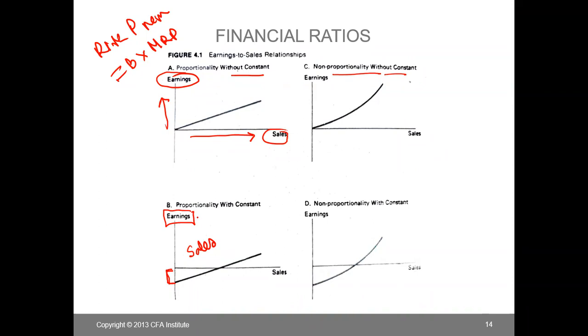And another thing, non-proportionality with constant earnings. Here we are also seeing a negative constant. But the difference between these two is that we have assumed no constant here, and we have assumed a constant here. How are these two and these two different? Here we are getting a proportional relationship, but we are not getting a proportional relationship here.